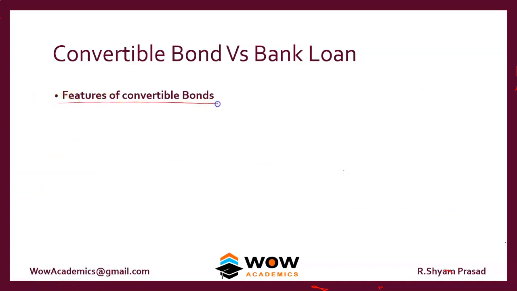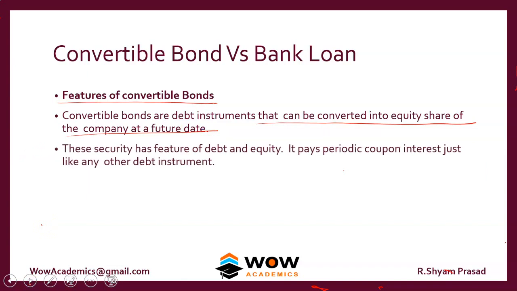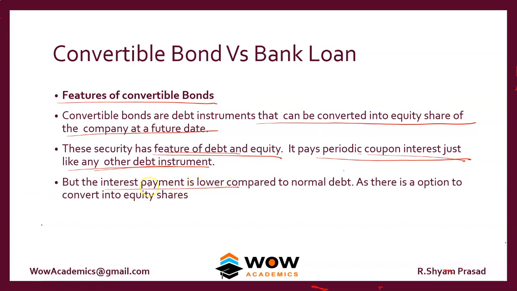So what are the features of convertible debt? Convertible debts are instruments that can be converted into equity shares of the company at a future date. These securities have the feature of debt and equity. It pays a periodic interest rate just like any other debt instrument, but the interest rate payment is lower compared to a normal debt, as there's an option to convert to equity shares.